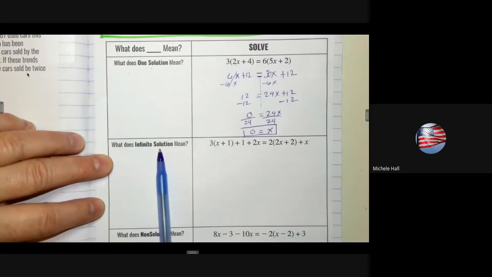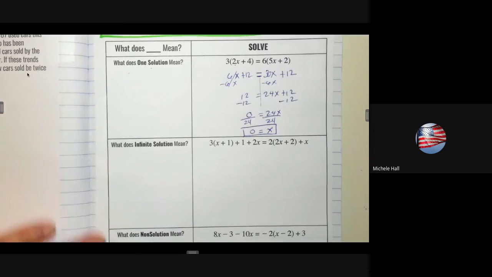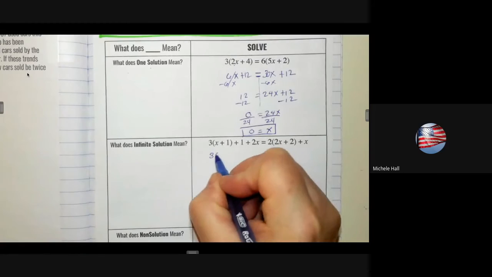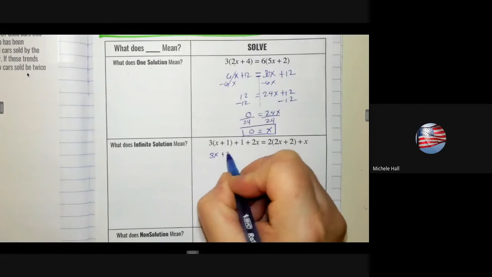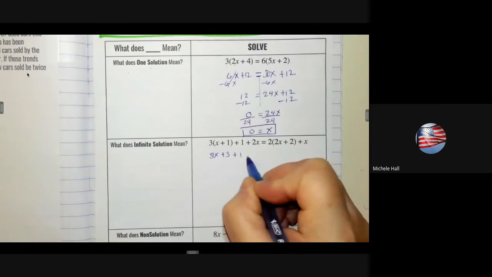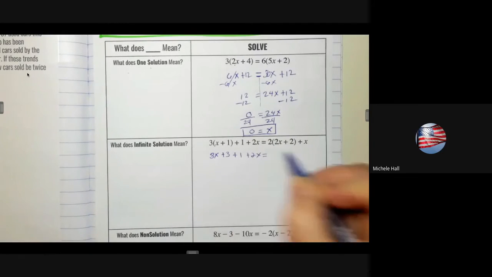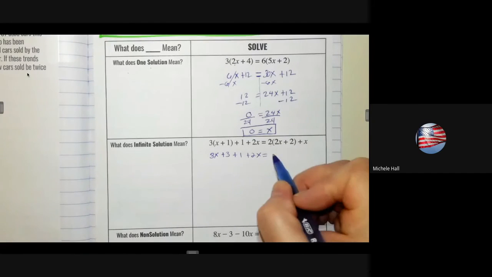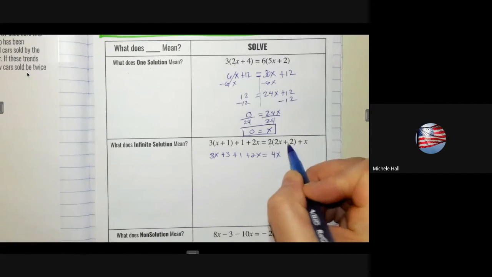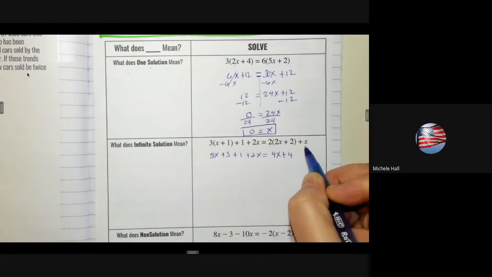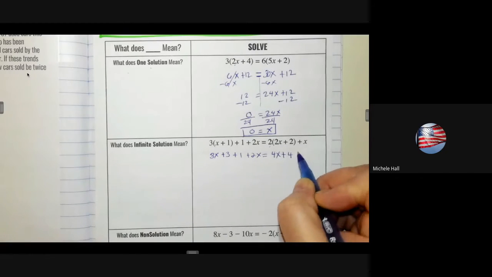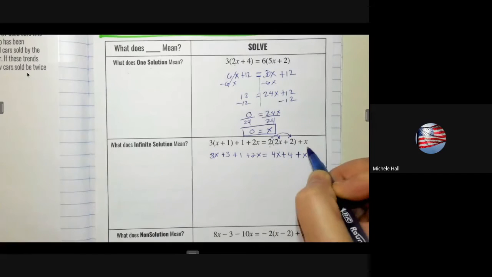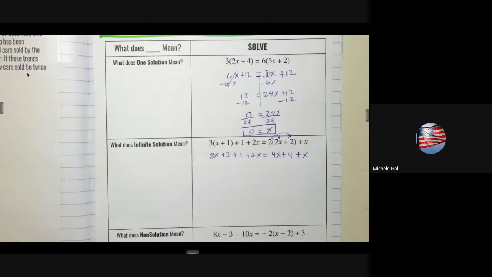What does an infinite solution mean? All right, distributive property, 3 times x is 3x. 3 times 1 is 3, plus 1 plus 2x equals, distributive property again, 2 times 2x is 4x. 2 times 2 is 4, and then I have a plus x. Distributive property stopped here. This x is not included in the distributive property.